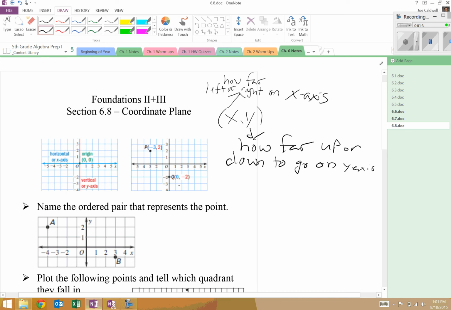Okay, so if we're naming these ordered pairs, we want to always start from the origin, start with x first. So our A ordered pair would be back 1, 2, 3, 4. So my x value is going to be negative 4, but up 2, positive 2. And my B value here is, again, x value first, 1, 2, 3, positive 3, but down 1. Okay, so x and y has to be in that order.